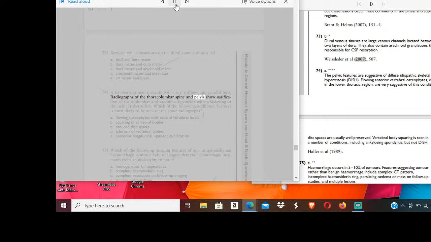74. A 65-year-old man presents with back stiffness and painful hips. Radiographs of the thoracolumbar spine and pelvis show ossification of the iliolumbar and sacroiliac ligaments with whiskering of the ischial tuberosities. Which of the following additional features is most likely to be seen on the spine radiographs? A. Flowing osteophytes over several vertebral levels. B. Squaring of vertebral bodies. C. Reduced disc spaces. D. Sclerosis of vertebral bodies. E. Posterior longitudinal ligament calcification.